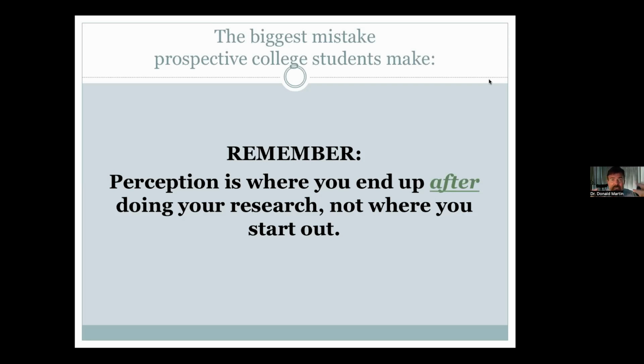They've just decided somehow that this is the place they're going to apply without knowing anything about it. Please, at least take a virtual campus tour. Please reach out to one or two current students or recent graduates to ask them, what did they think of this program? What did they like about it?